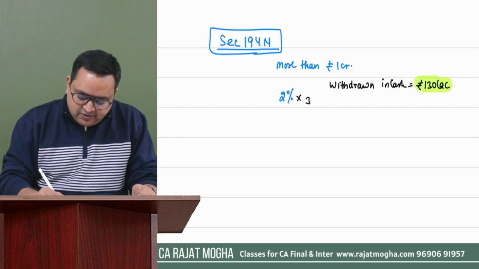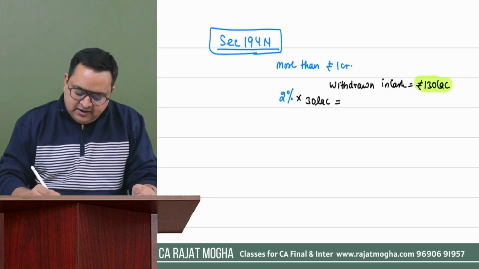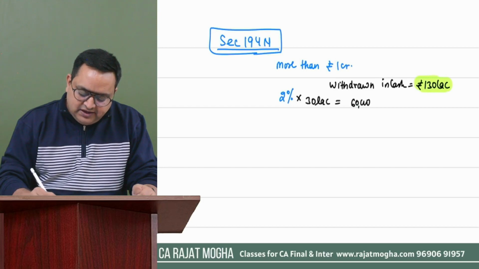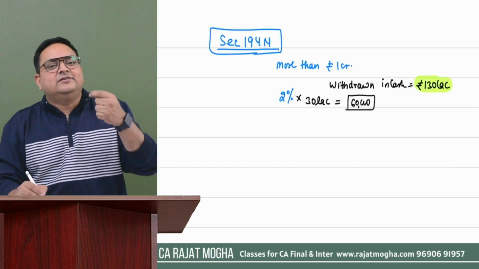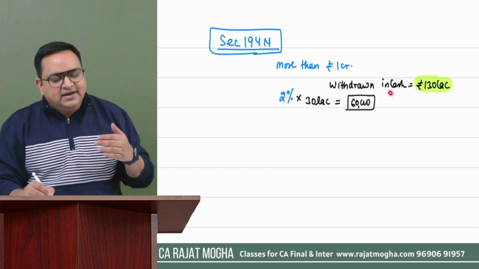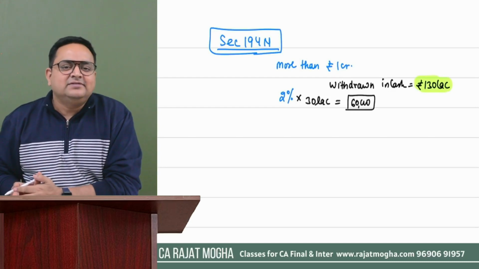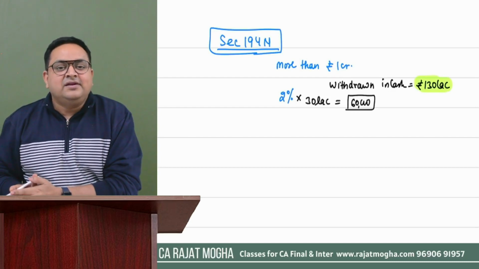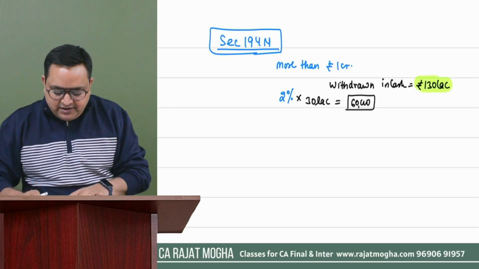In excess of 1 crore, that is on 30 lakh, 2% TDS will be applied. So how much would it be? 60,000. First of all, please understand, TDS will be deducted in excess of 1 crore, right? Generally it is in excess of 1 crore, but the second part of this section is that sometimes we will be deducting TDS even after 20 lakh.